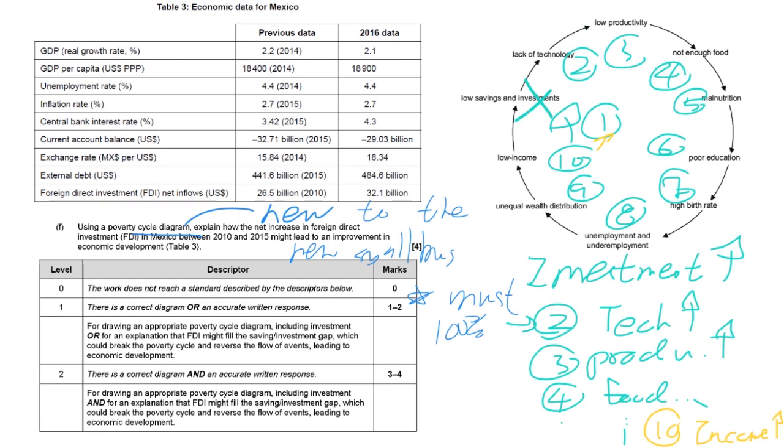Okay, so they will go back, and it will increase the domestic investment. So that means the answer would be the increase in foreign direct investment would reverse the flow of events, foster economic development and also domestic investment.